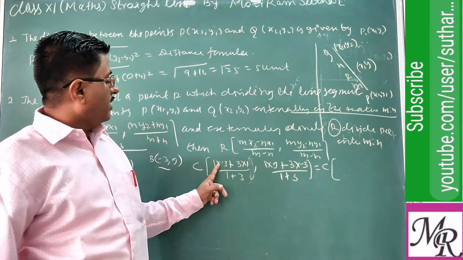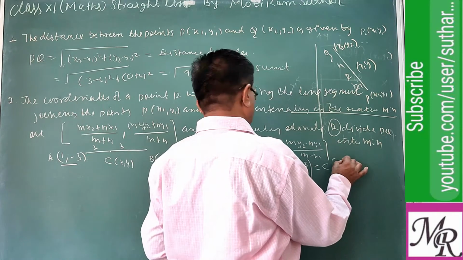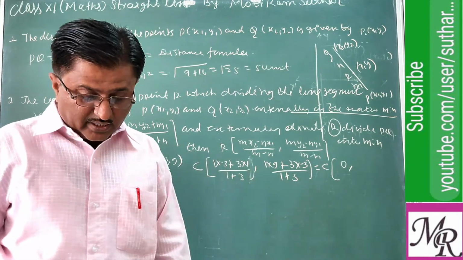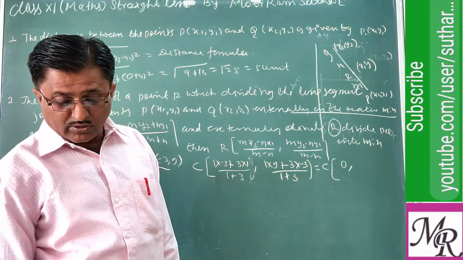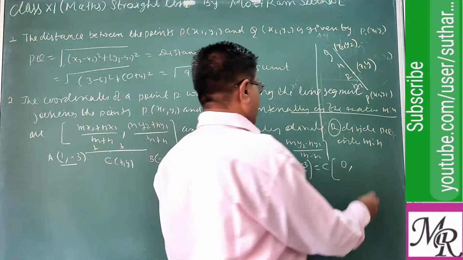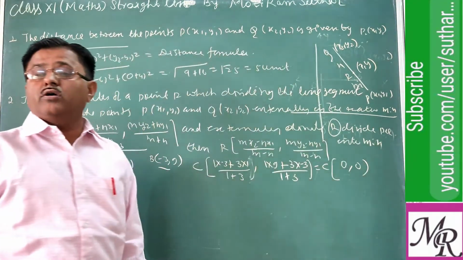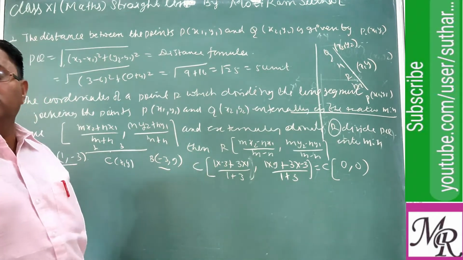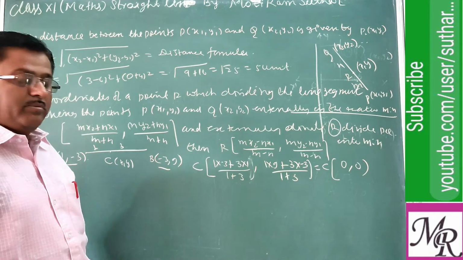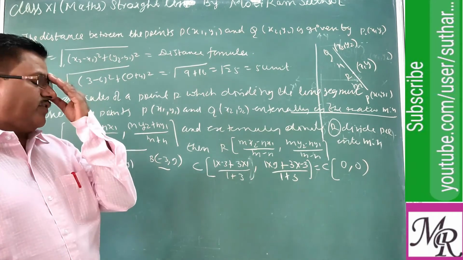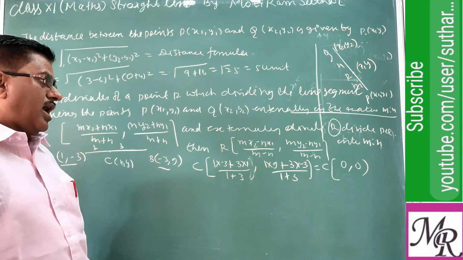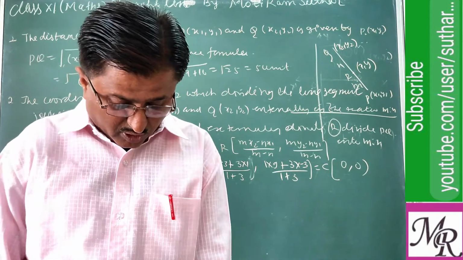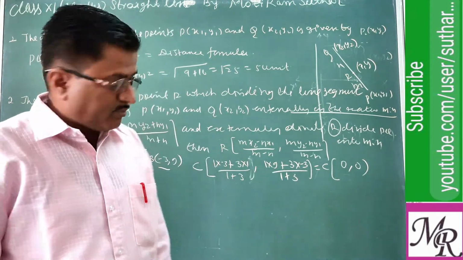So simplify: minus 3 plus 3 is 0, 0 upon 4 is 0. And 9 minus 9 is 0, so that is also 0. So that is the origin. So by the section formula the coordinate of point C will be 0, 0, that is the origin. Or it may be any other point. So in this way we can find the coordinate of point R which divides the given line in the given ratio. So this formula is known as the section formula.